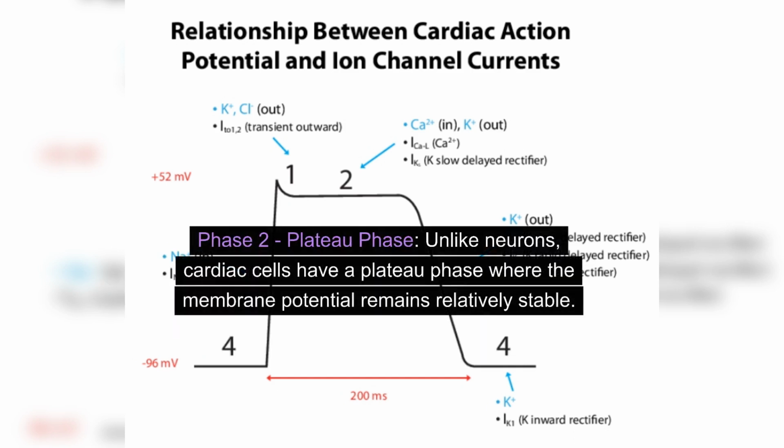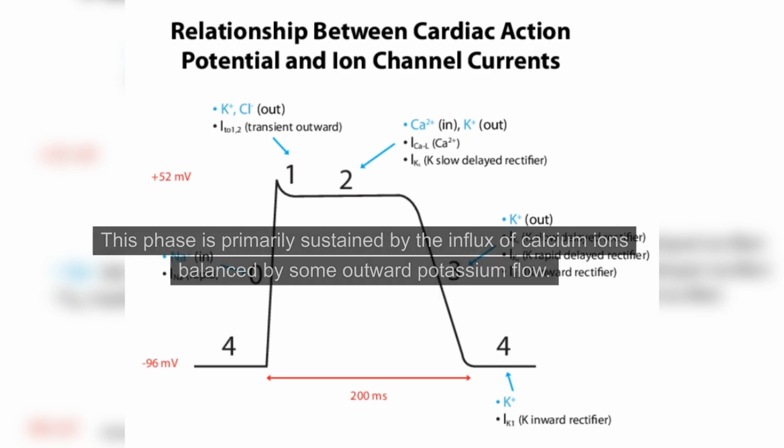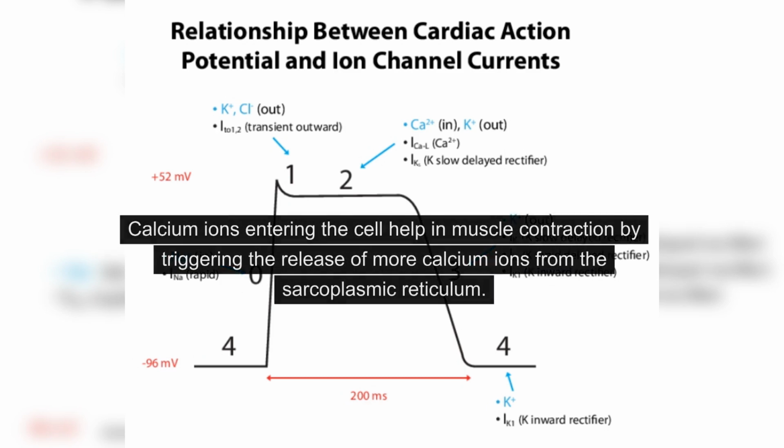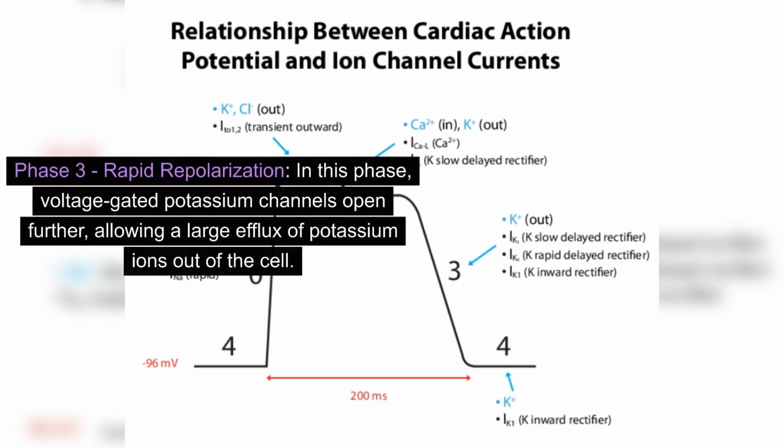Phase 2, plateau phase. Unlike neurons, cardiac cells have a plateau phase where the membrane potential remains relatively stable. This phase is primarily sustained by the influx of calcium ions balanced by some outward potassium flow. Calcium ions entering the cell help in muscle contraction by triggering the release of more calcium ions from the sarcoplasmic reticulum. Phase 3, rapid repolarization.